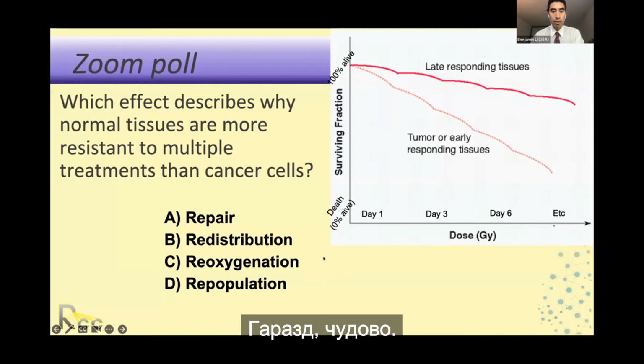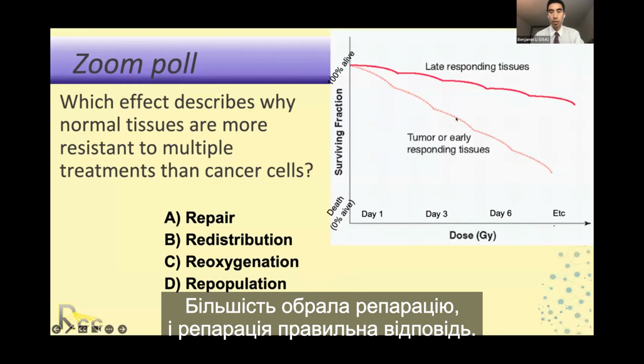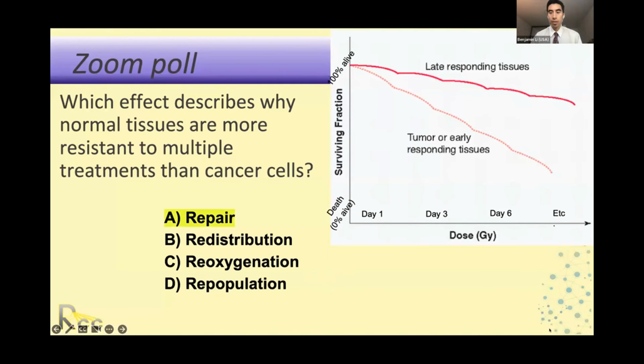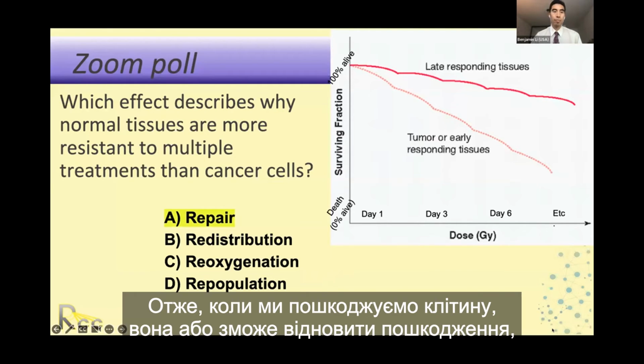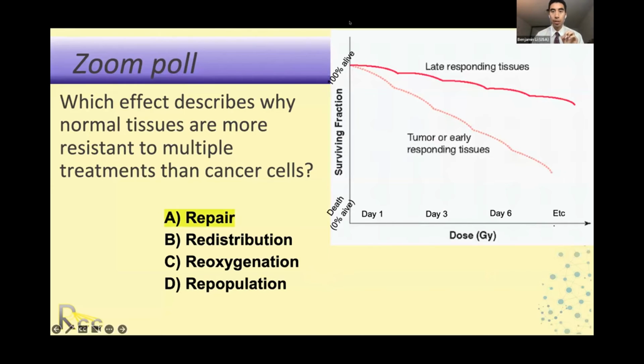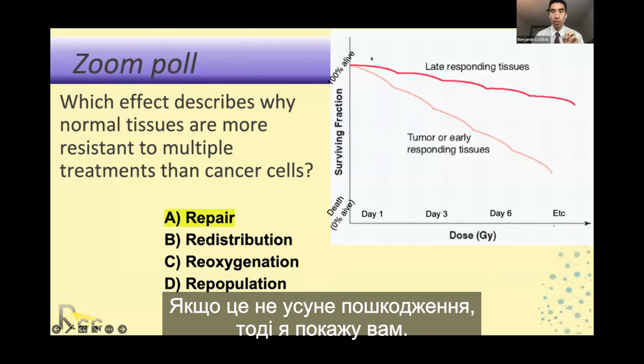Okay, great. The majority showed repair, and repair is correct. So when we damage a cell, it's either going to be able to repair that damage or not. If it does not repair the damage, then I'll show you.